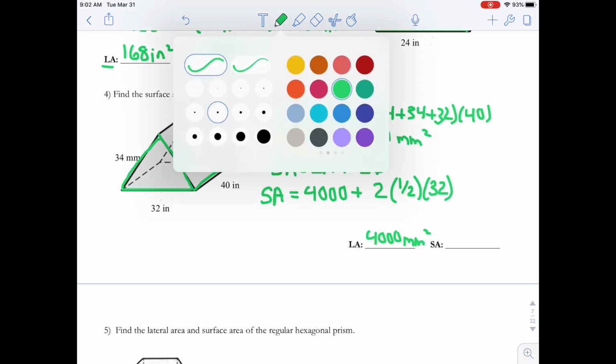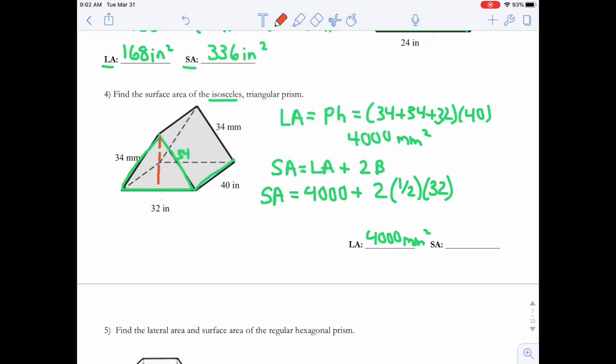Well, remember, if I drop down my altitude, that's my height. And this would make a right triangle, which has a base of 16 there. We have our hypotenuse is 34. So again, what could I use? I could use Pythagorean theorem. So 34 squared minus 16 squared is going to give me my height squared, which is 900. And then take the square root there, that is 30.